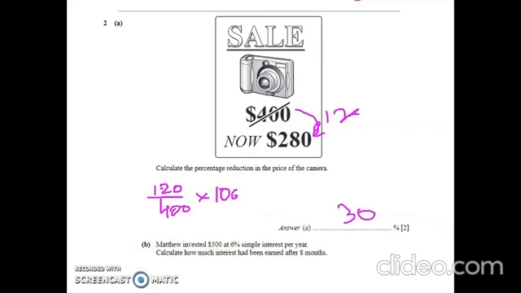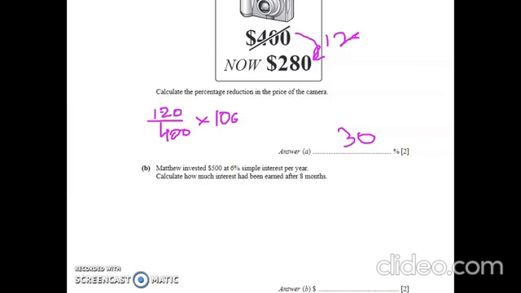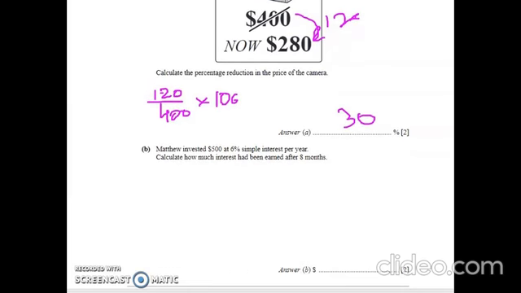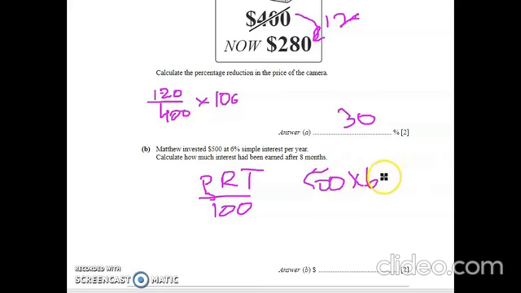Matthew invested $500 at 6% simple interest per year. Calculate how much interest had been earned after 8 months. So simple interest formula is P R T over 100. The principal, that is the amount invested, is 500. The rate is 6%. The time is 8 months.